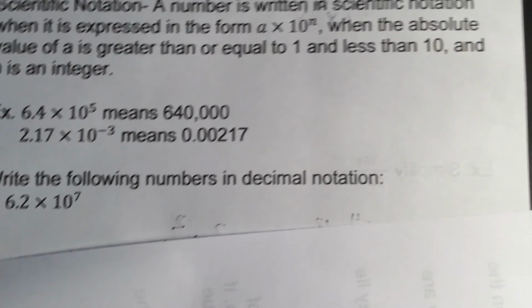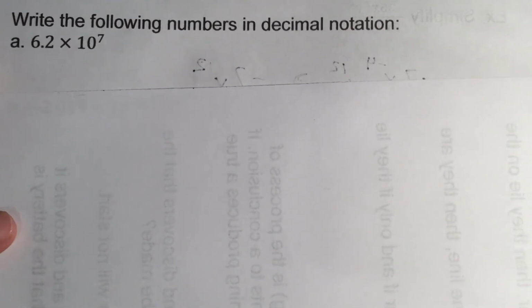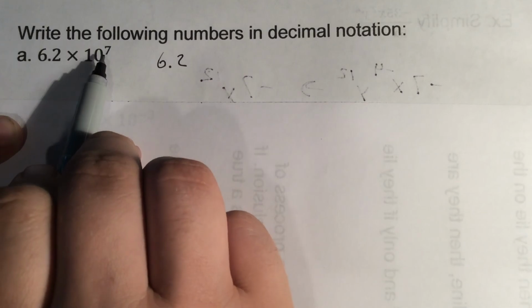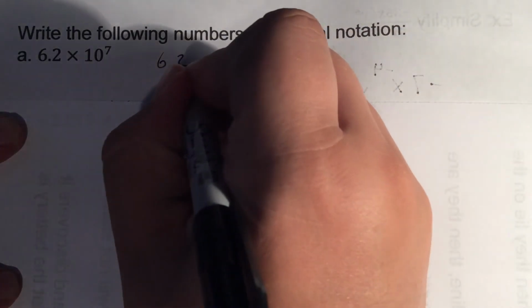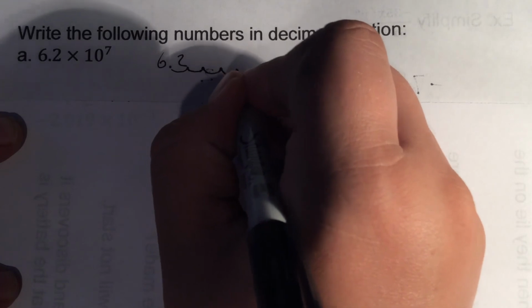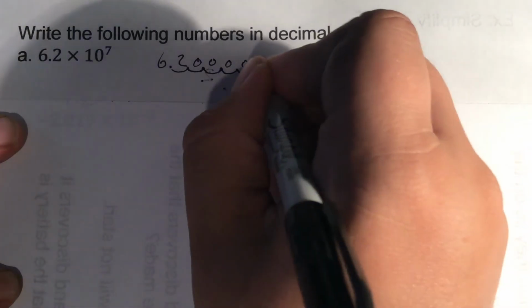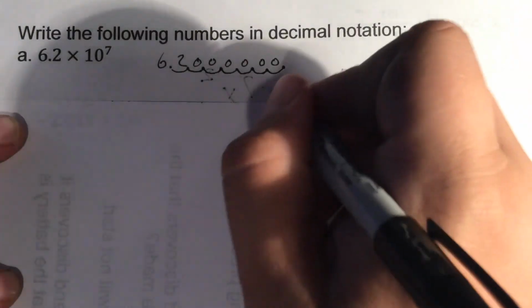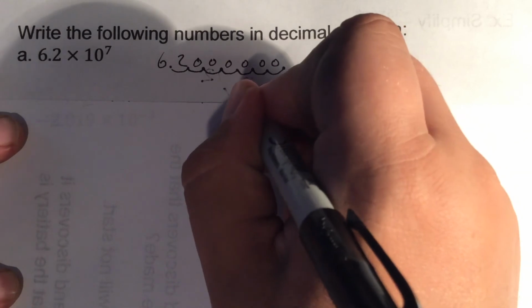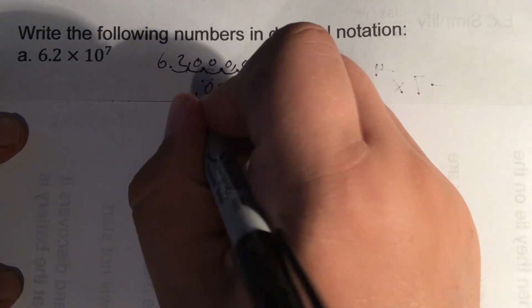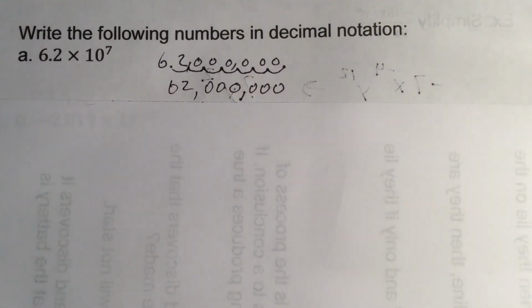So, to write this in scientific notation. Actually, it's written in scientific notation. We're going to write it in decimal notation. So what it's saying is we're going to do 6.2, and we're going to move it 7 times to the right to make it bigger. So once, twice, 3, 4, 5, 6, 7. So if I fill these in, we're going to have 1, 2, 3, comma, 62. So 62 million here.